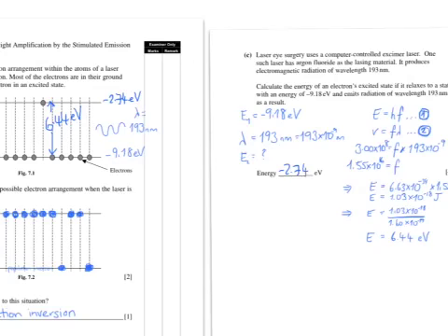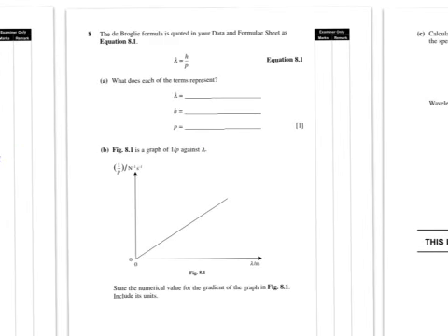Let's now move on to question 8. The de Broglie formula is quoted in your data and formulae sheet as equation 8.1. Alright, here we have the three variables, and what does each of the terms represent? Basically have to learn this off. The wavelength, of course, Planck's constant, and then momentum. Part B then, figure 8.1 is a graph of 1 over p against the wavelength, lambda. So state the numerical value for the gradient of the graph in figure 8.1 and include its units.